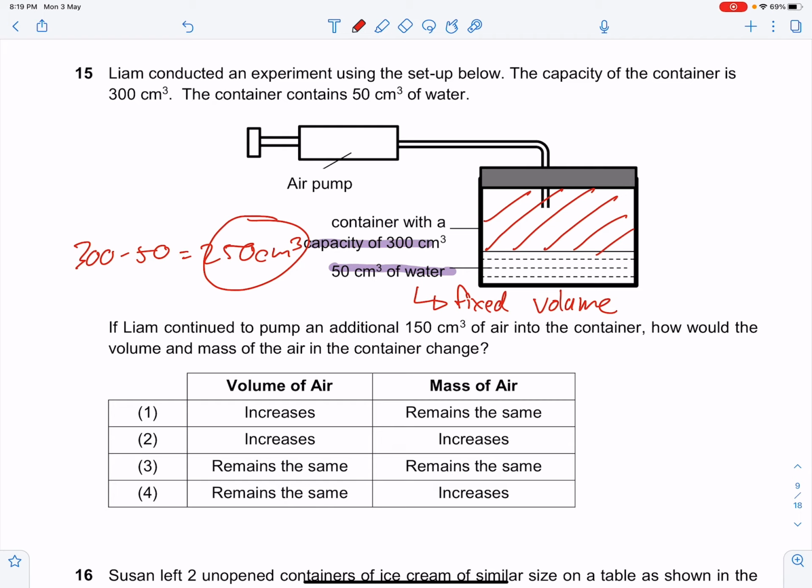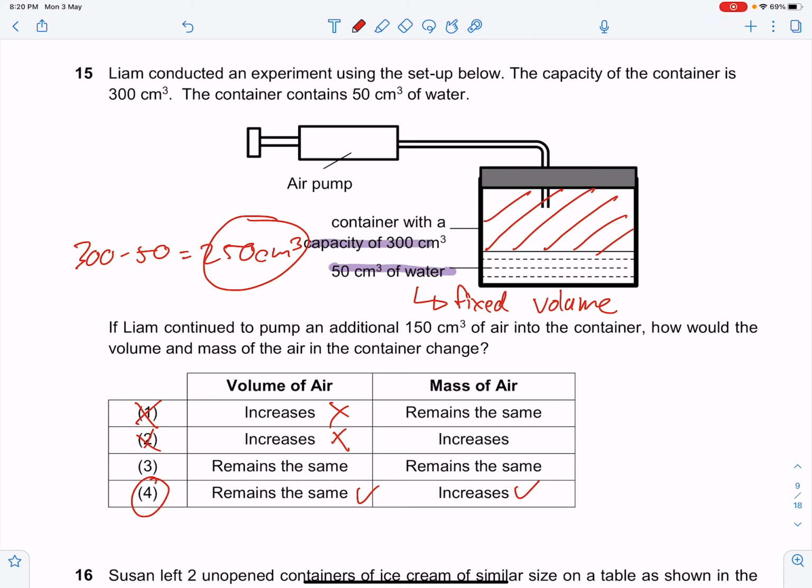So right off the top, we can go ahead and cross out option 1 and 2. And then your mass of air will actually increase. Now, please take note that volume does not equal mass. They are two very different things. Mass is talking about the amount of substance that makes up an object, an item, whereas volume is talking about space an item is occupying.